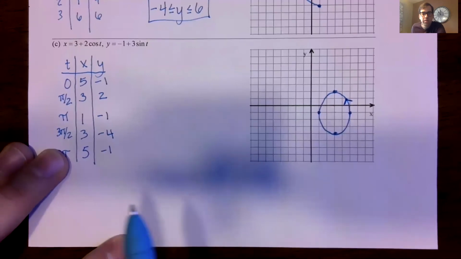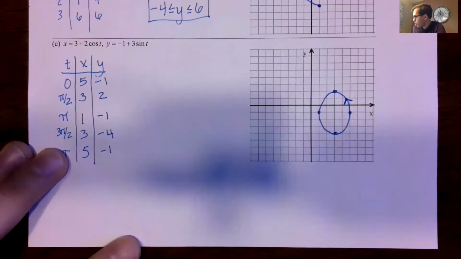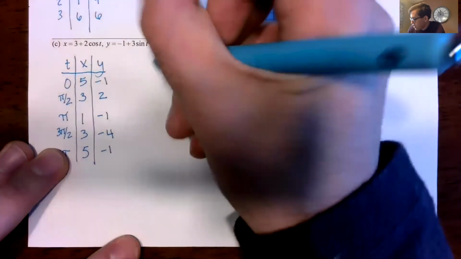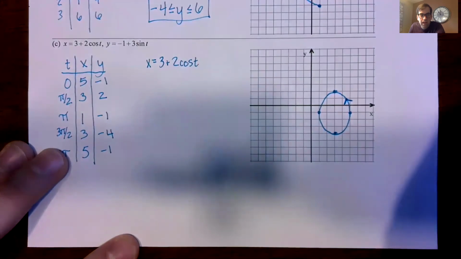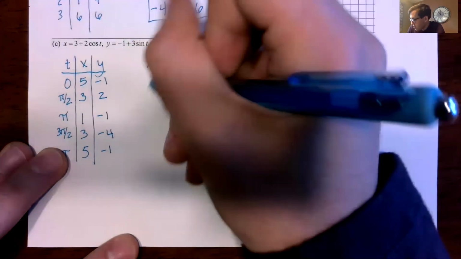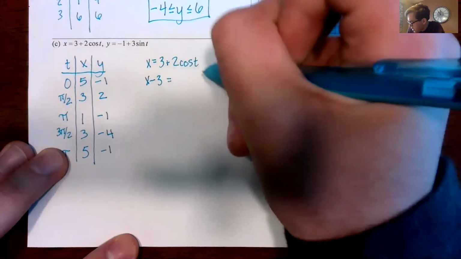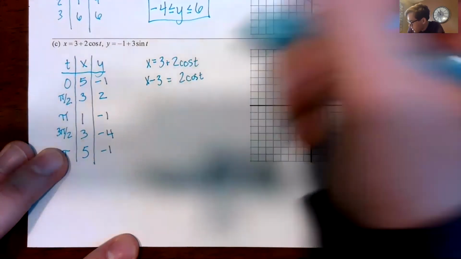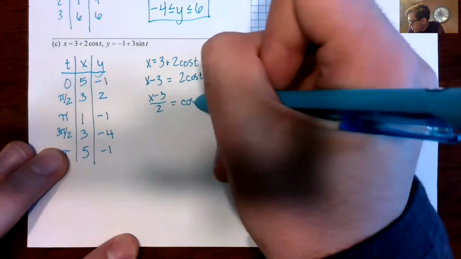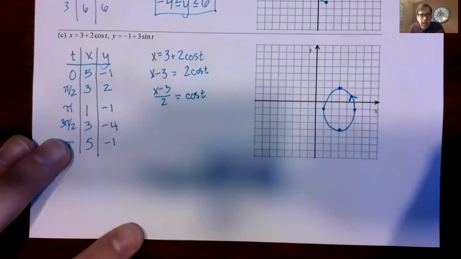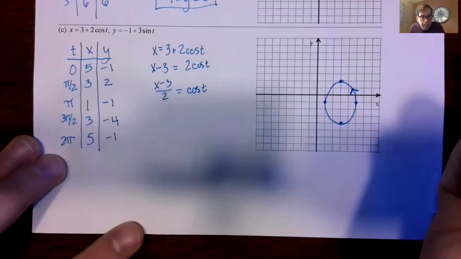We also need to eliminate the parameter in this question. So let's start out with the x equation, and start to solve this for t. So it's going to become x minus 3 equals 2 cosine of t. We'll divide by 2. And we are not quite solved for t yet.